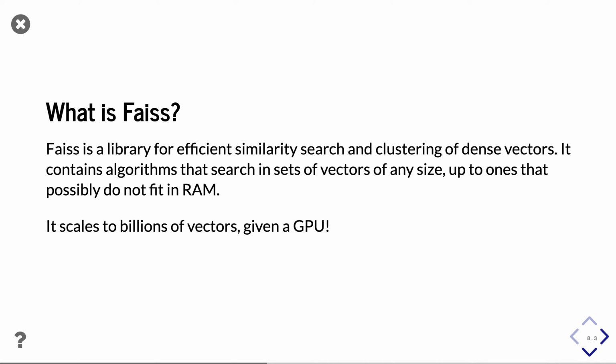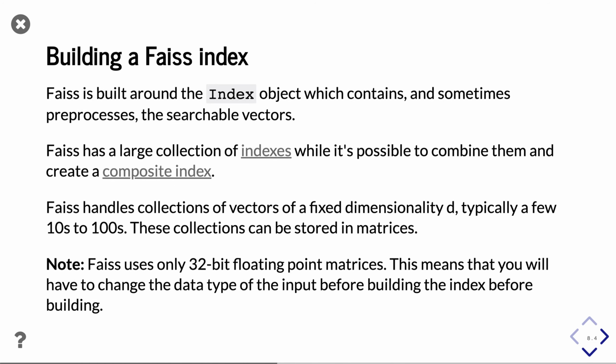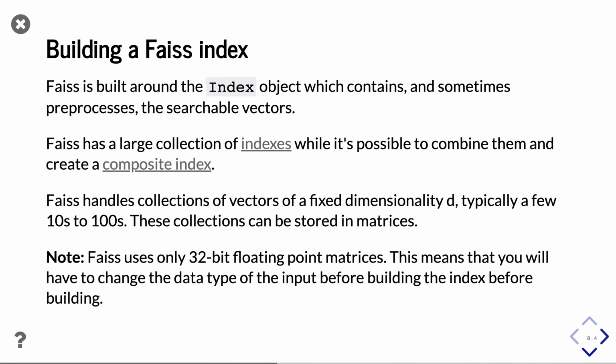So, getting on to the method that we will use to develop the semantic search engine. So what is Faiss? Faiss is a library for efficient vector similarity search. It was developed by Facebook and scales up to billions of vectors given a GPU. However, in this tutorial, as well as in Orion, we use a CPU to run Faiss. So Faiss is built around the index object, which contains and sometimes preprocesses as well the searchable vectors. Faiss has a large collection of indices, and it's actually possible to combine some of them and create a composite index that should be performing better than any of these indices on its own.